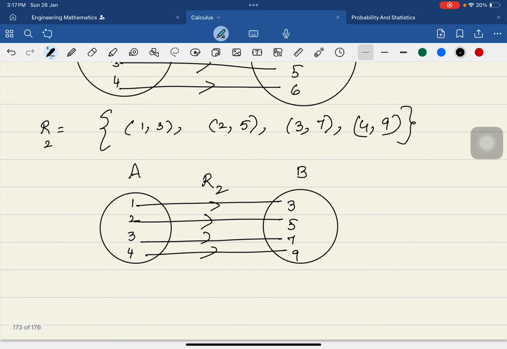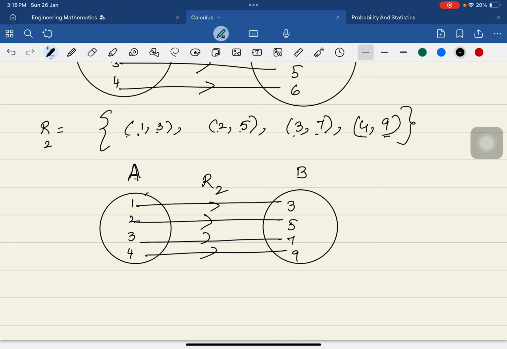Now I'll explain about the sets. The first set consists of all the first elements in the ordered pairs; those elements are in the first set. The second elements in the ordered pairs are in the second set, set B. Now the set A is called the domain.